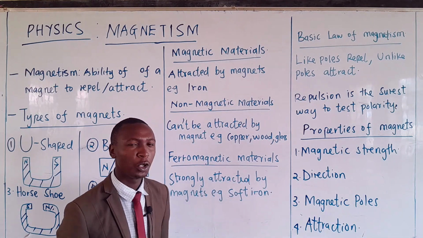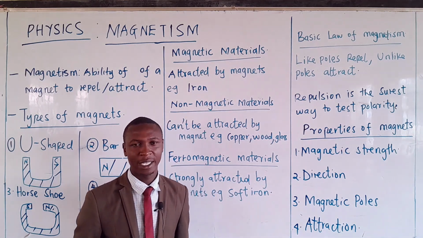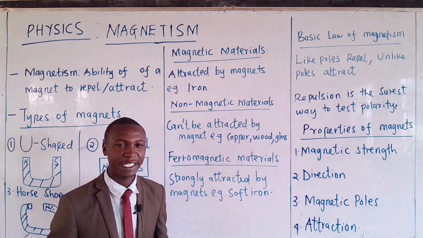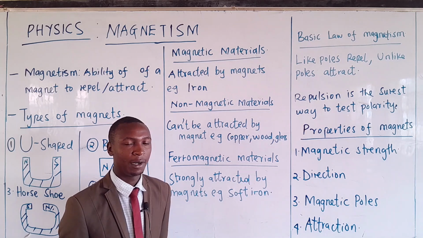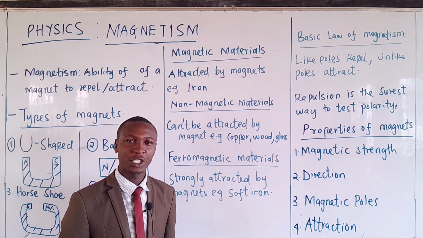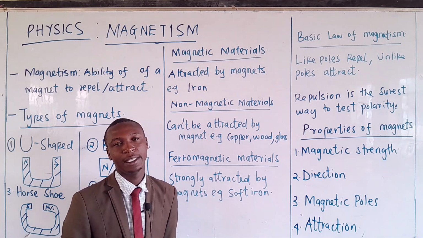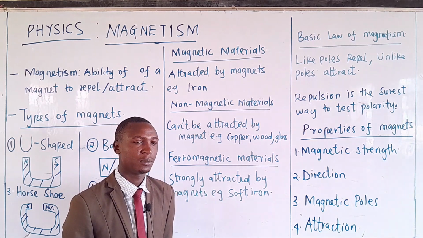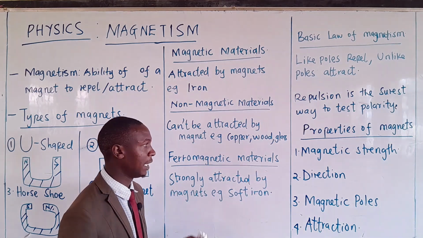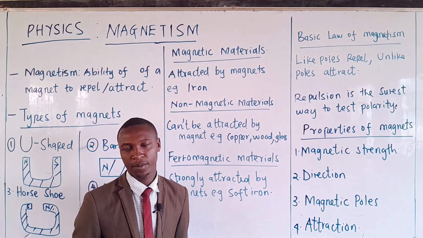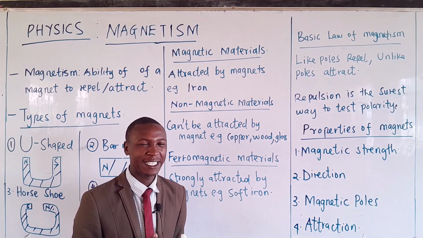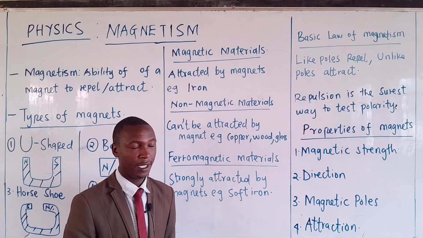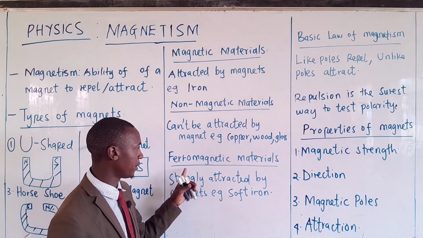So many materials have the properties of non-magnetic materials. Now we have what we call ferromagnetic materials, and these are the materials that are strongly attracted by magnets. If you have a material that is strongly attracted by a magnet, then that material is known as a ferromagnetic material. The best example that we normally have is soft iron. Soft iron is a material that can be attracted strongly by a magnet, and that is known as a ferromagnetic material.